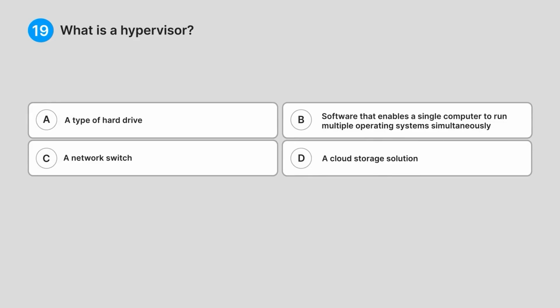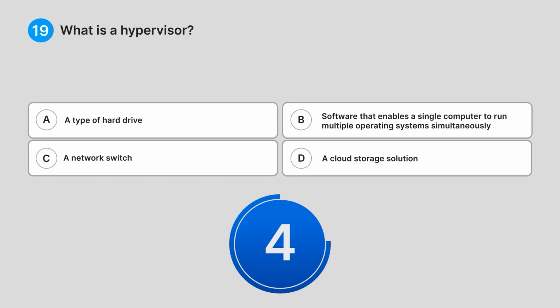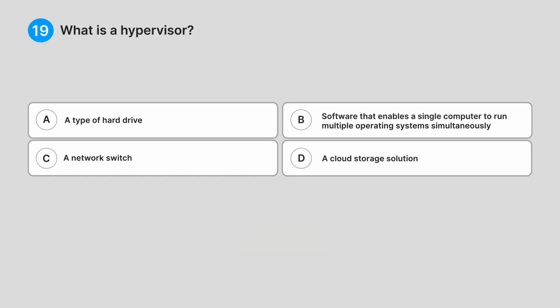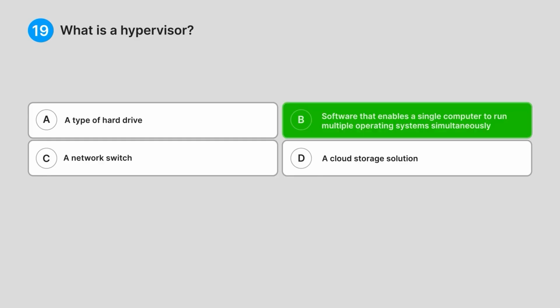19. What is a hypervisor? A, a type of hard drive. B, software that enables a single computer to run multiple operating systems simultaneously. C, a network switch. D, a cloud storage solution. Do you know the answer? Correct answer. B, software that enables a single computer to run multiple operating systems simultaneously.